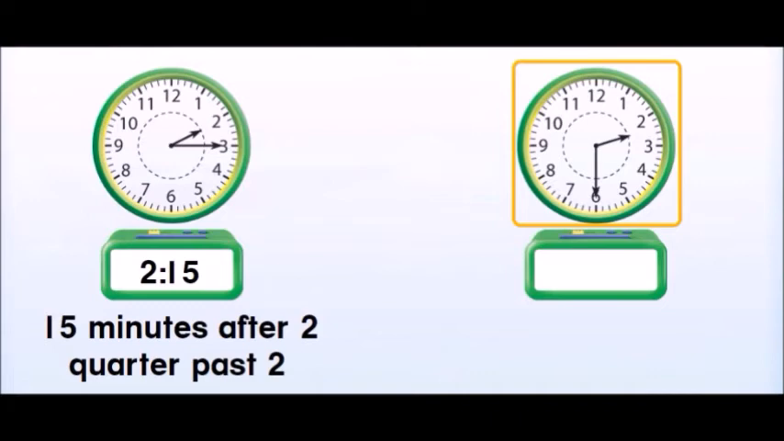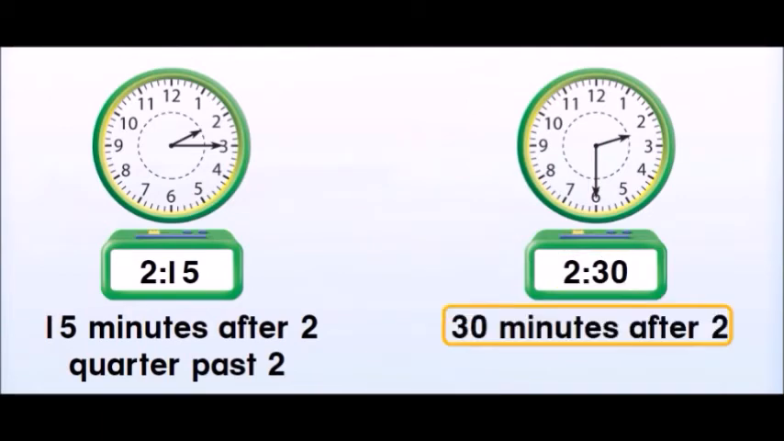Now what time does this clock show? The hour hand points halfway between the 2 and the 3, so it's 2. The minute hand points to the 6. If we count to the 6 by 5, we get to 30. So it's 2:30, or 30 minutes after 2. Another way to say this is 2:30.